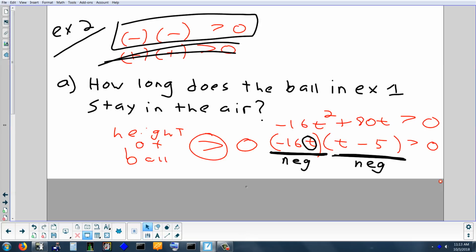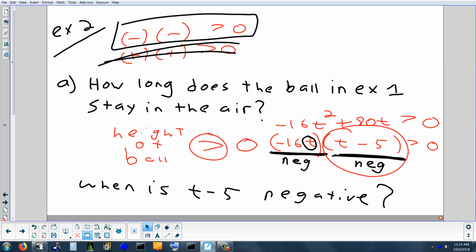You have no choice over the first one. It's always negative. So the second one also has to be negative. And then a negative times a negative is always greater than 0. So now we just have to answer the question, when does this happen? When is t minus 5 negative? If we can figure out when t minus 5 comes out negative, then we'll know exactly how long this ball is in the air for.